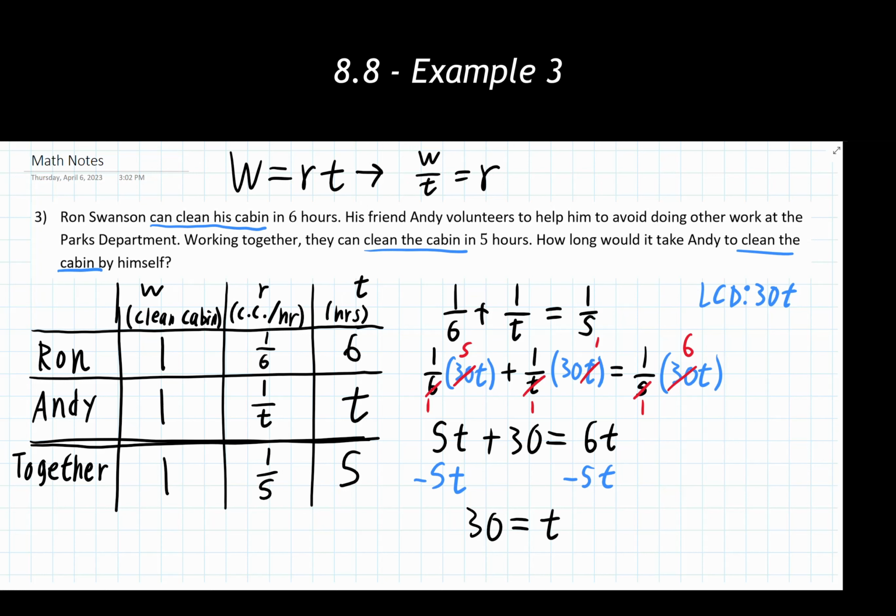Now t represents, going back to our table here, the amount of time it takes Andy to clean 1 cabin. Is that what I'm asked for? I'm asked how long will it take to clean the cabin by himself. Okay, so 1 single cabin, great. This number and the variable all align with what I'm asked in the end of the problem. And now I have my final answer, 30 hours.